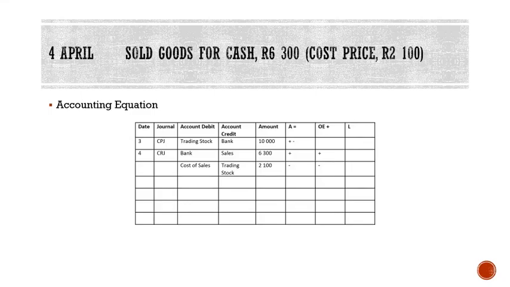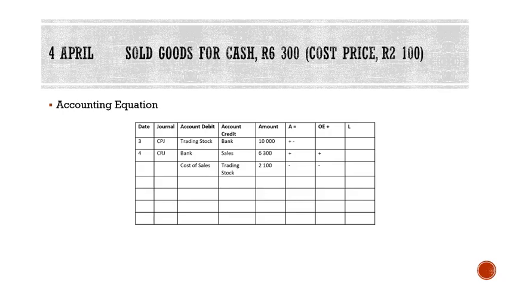Let's have a look at the accounting equation. On the 4th, the journal will be the cash receipts journal. Our bank will increase in the debit side. Why? Because we had sales. Sales is an income. Sales or income increases in the credit side. Therefore, sales is the account being credited. The amount is 6,300. Our assets will increase because of bank, and owner's equity will increase because of sales. Remember what I said on the previous slide? Sales is an income, and income will have a positive influence on owner's equity.